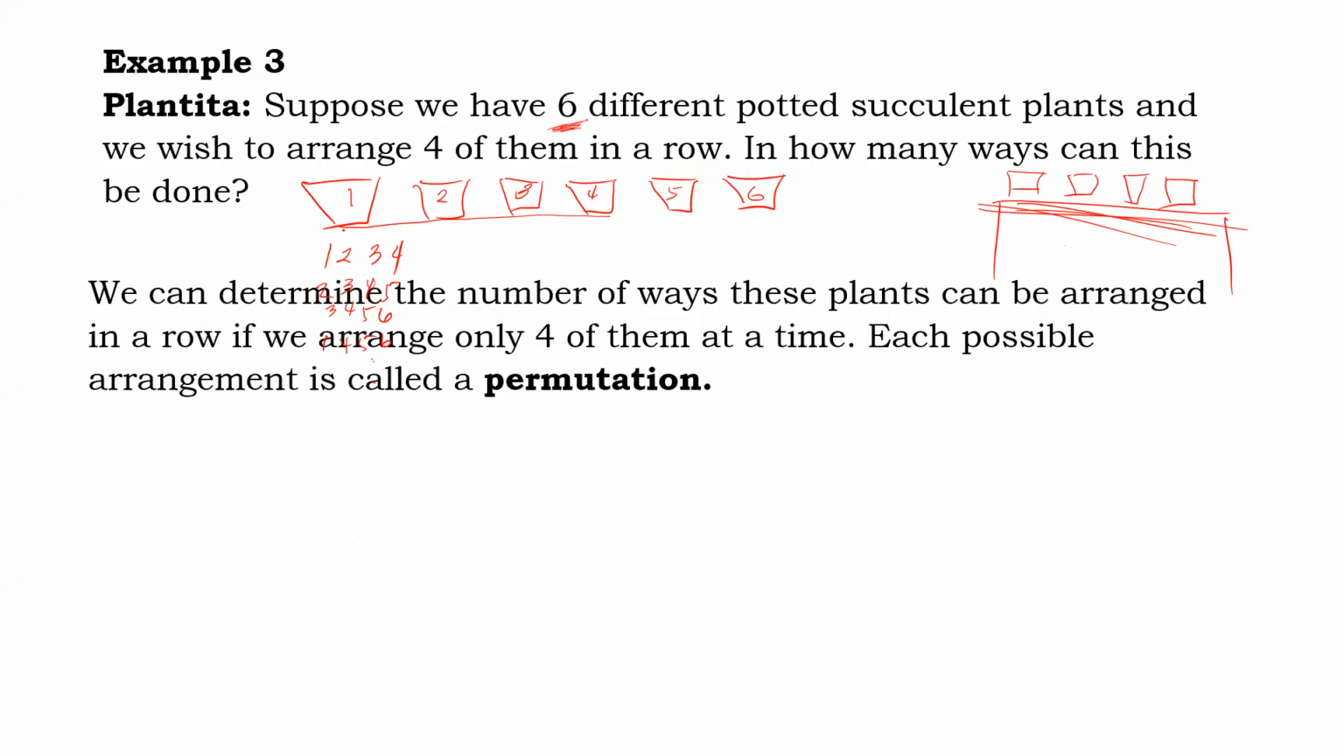Okay. So it says here, we can determine the number of ways these plants can be arranged in a row if we arrange only 4 of them at a time. So it says only 4 are arranged. Only 4 out of 6 are arranged. Each possible arrangement is called a permutation. So this is one permutation.